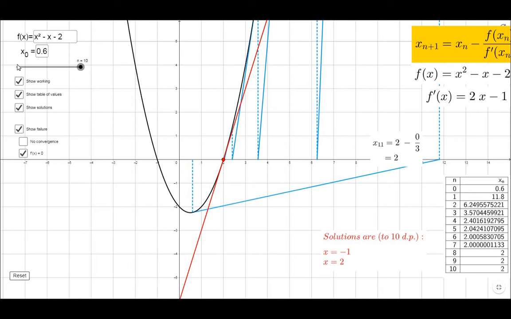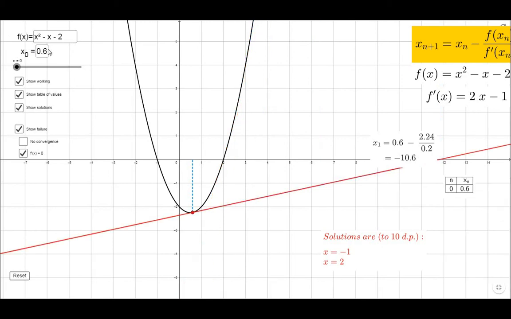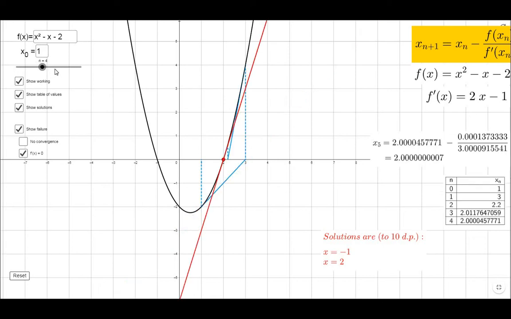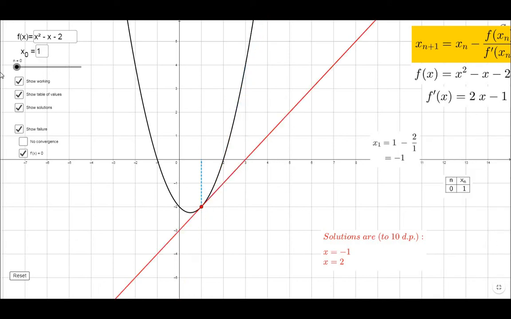But what about if we tried a number that was a bit closer? Let's try 1 instead. So if we try 1, we're ending up the same distance away, and then it's going to carry on closer and closer each time. So it really does affect how good our next estimate is, which one we start with. Let's have a look at another case.